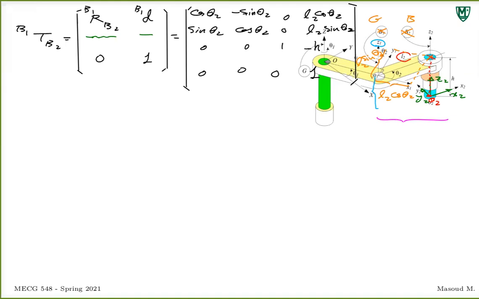Professor, I have a question. Go ahead, Paul. In terms of what we have from our figure, how will we know where the links or joints are rotating, either clockwise or counterclockwise? Because wouldn't that change our translation, our cosines and sines?